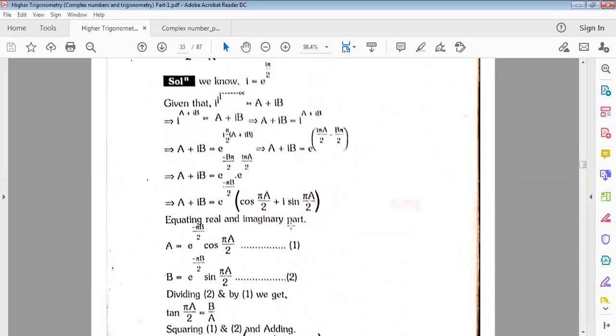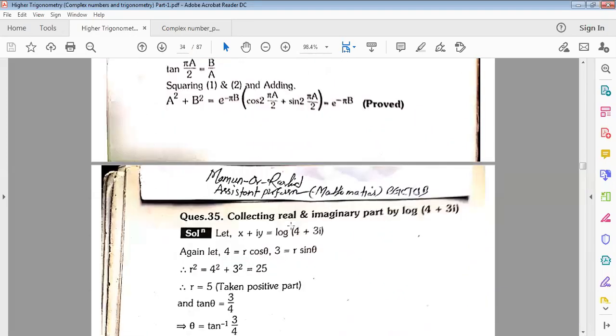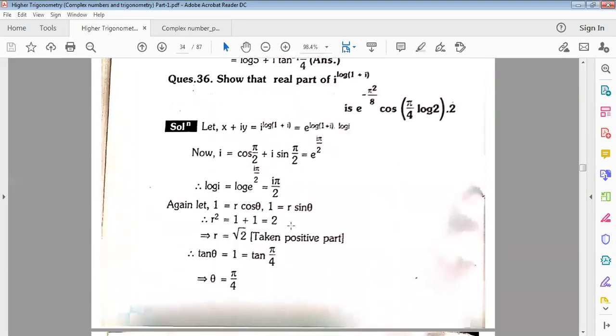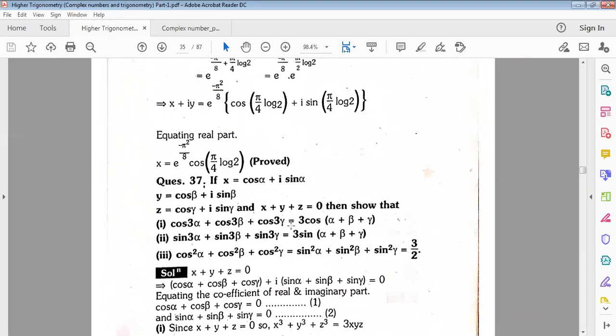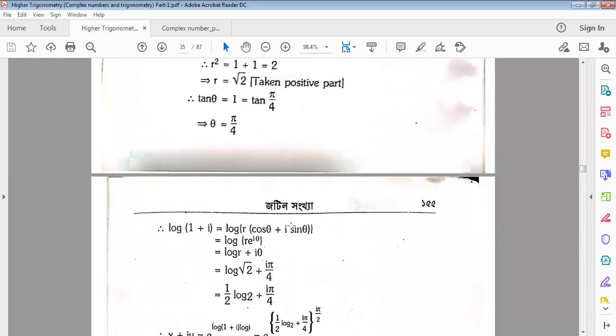Just do practice at home. I hope you can do this one, you can solve. And okay, in the next class we will solve the rest.